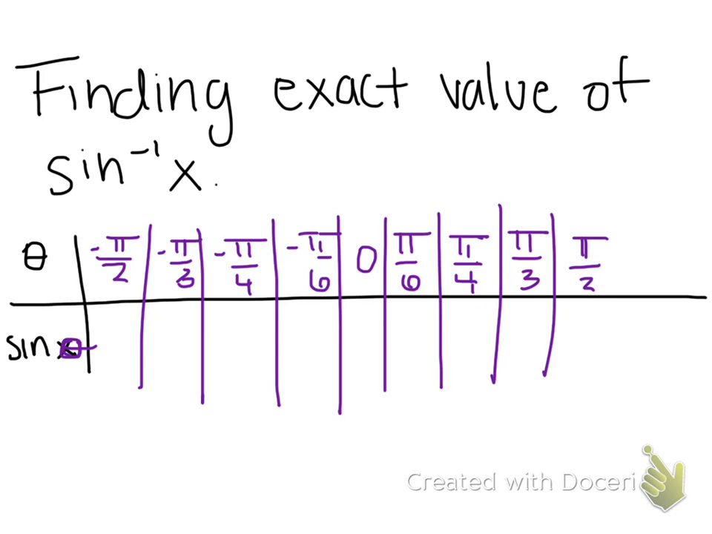When the angle is negative pi over 2, the y value is negative 1. When it's negative pi over 3, it's negative root 3 over 2. When it's negative pi over 4, it's negative root 2 over 2, then negative 1/2, 0, and then it's the same values, just positive.